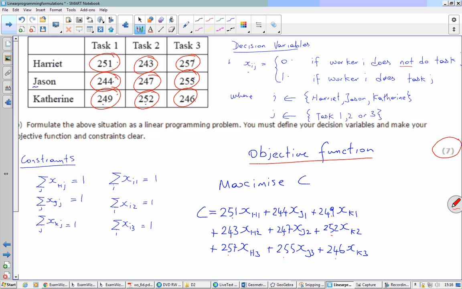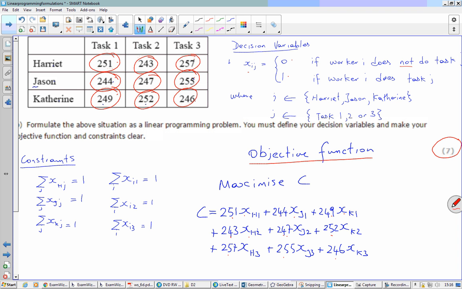Now, it's also worth noting that these numbers here, our decision variables, are 1 or 0. So only 3 of the 9 terms I have in this expression are actually going to be equal to 1. The other 6 are going to be equal to 0. Well, that's exactly what we want, because each person is going to do one task, or each task is going to be done by one person. So only 3 of the numbers are actually going to count.